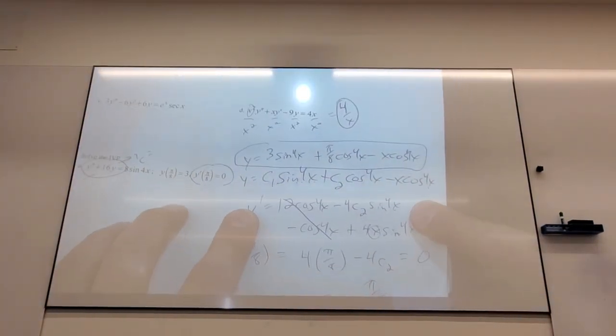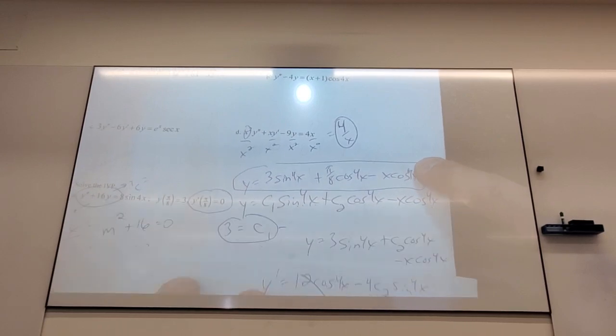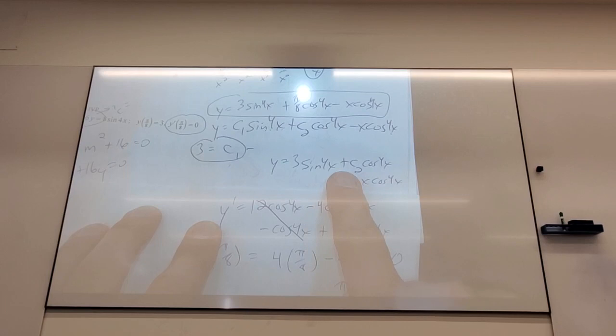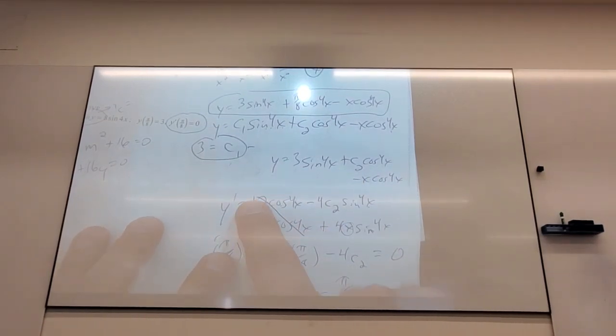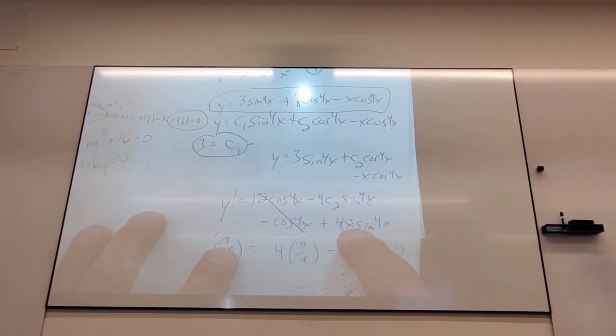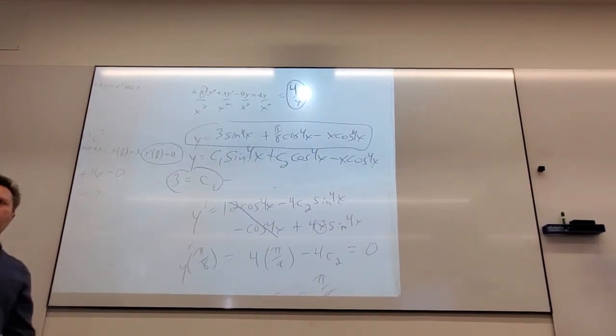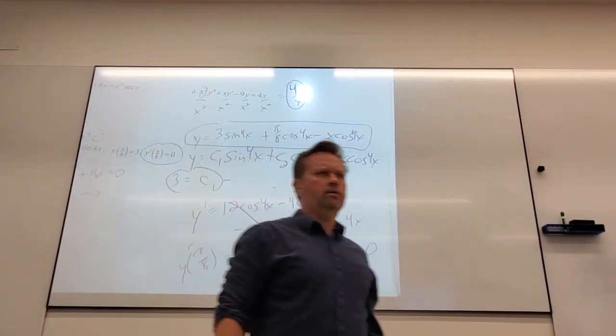So I did y prime after throwing the 3 in there. When I throw pi over 8 in, these go to 0, of course, right? So then I end up with 4 times pi over 8 times 1 minus 4 times c2 times 1. And then, of course, just by observation, you know that c2 must be pi over 8. Okay.